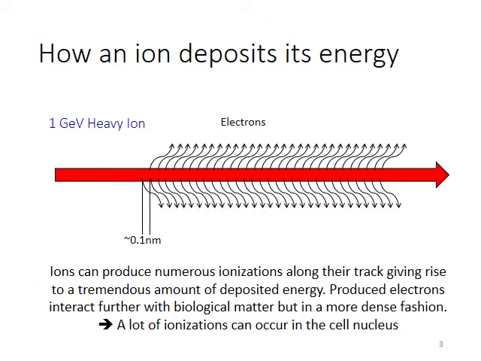The story is quite different if we use charged particles, also called ions. Ions interact continuously with the biological matter and produce numerous ionizations along their path. The electrons are ejected in a more dense fashion, and a lot of ionization can occur in DNA.